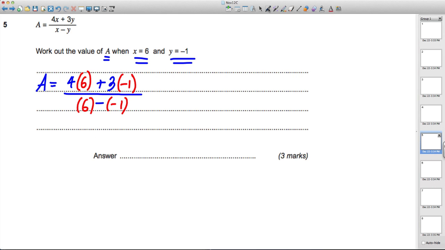Okay, so let's work this out now. Equals down the page. 4 times 6 is 24. 3 times -1 is -3, so let's subtract 3. And 6 subtract -1 is 7. So this is the same thing as 21 over 7, which of course is 3. So the answer is 3.